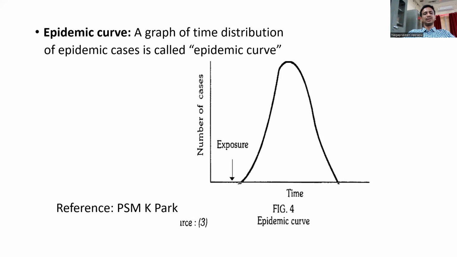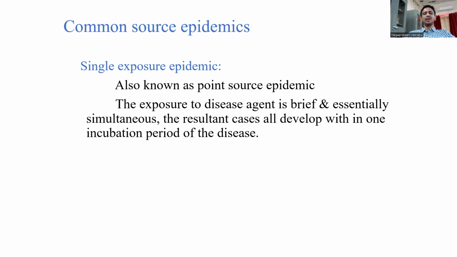According to time, it shows how cases are occurring in a specified population, in a community, at a specific period of time. Epidemic curve is a graph of time distribution of epidemic cases. Common source epidemics: first is the single exposure epidemic, also known as point source epidemic. The exposure to the disease agent is brief and essentially simultaneous. The resulting cases all develop in one incubation period.